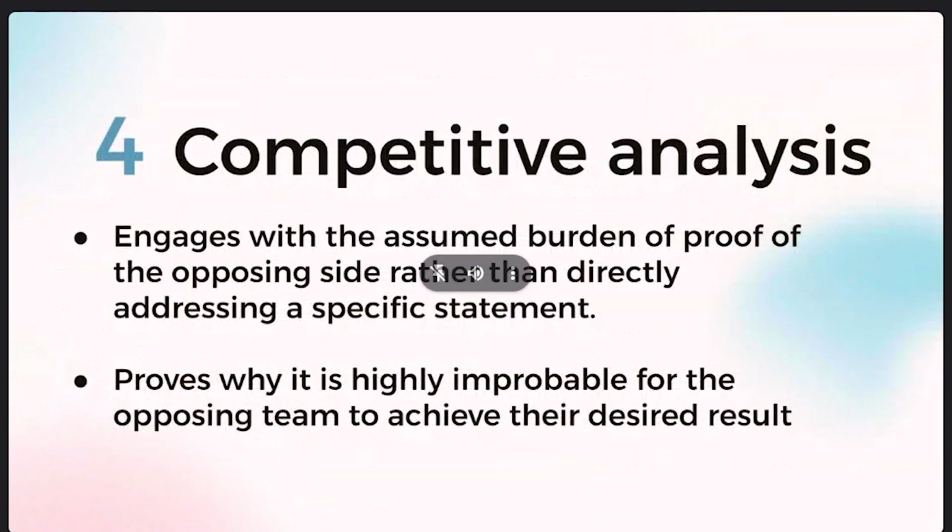Second method, competitive analysis. This engages with the assumed burden of proof of the opposition side rather than directly addressing a specific statement. So what I did in the last method, I directly rebutted an argument. If you don't know what an assumed burden of proof is, it is the burden that one side of the debate inherently has. The proposition inherently has to prove the motion, and the opposition inherently has to disprove it. So instead of attacking one specific argument or statement, I'm just going to be attacking their whole side in general. This proves why it is highly improbable for the opposing team to even be able to achieve their desired results.